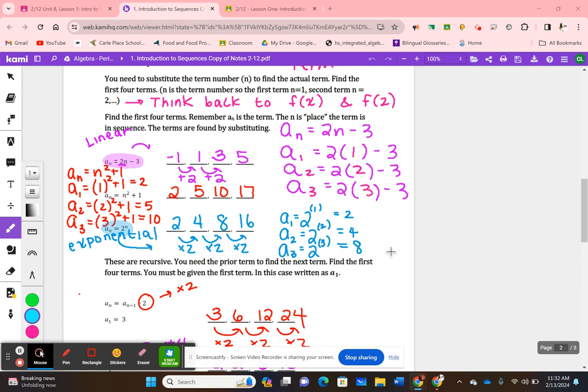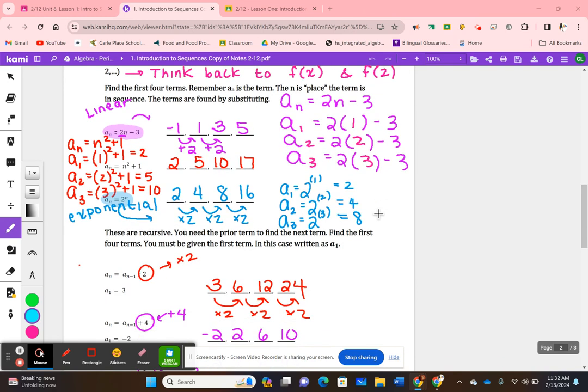Most of the time in sequences, we do use the n meaning the term number. So these are just some sequences that you can generate by substituting in a 1, then substituting in a 2, then substituting in a 3, and so on. Explicit formulas create sequences by substituting.